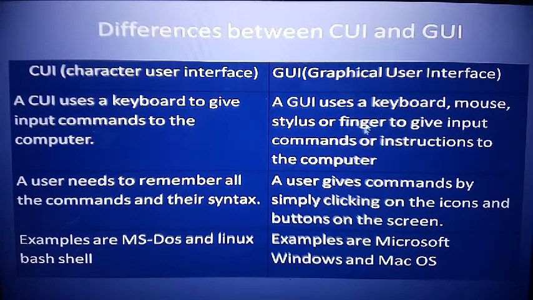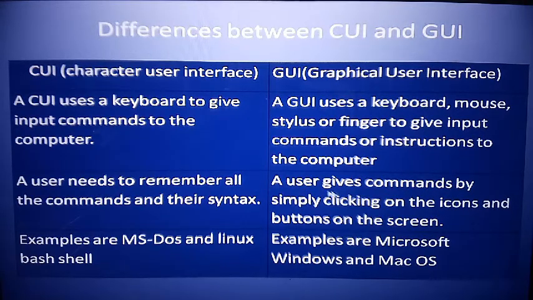Why? Because here is the graphical part, just like a computer. On Windows you see all the icons now, so we can see them. With the help of the mouse we can also draw and do work. But in CUI, only the keyboard is used. Second difference: a user needs to remember all the commands and their syntax. In CUI you need to learn all the commands and syntax, because it is based on keyboards.